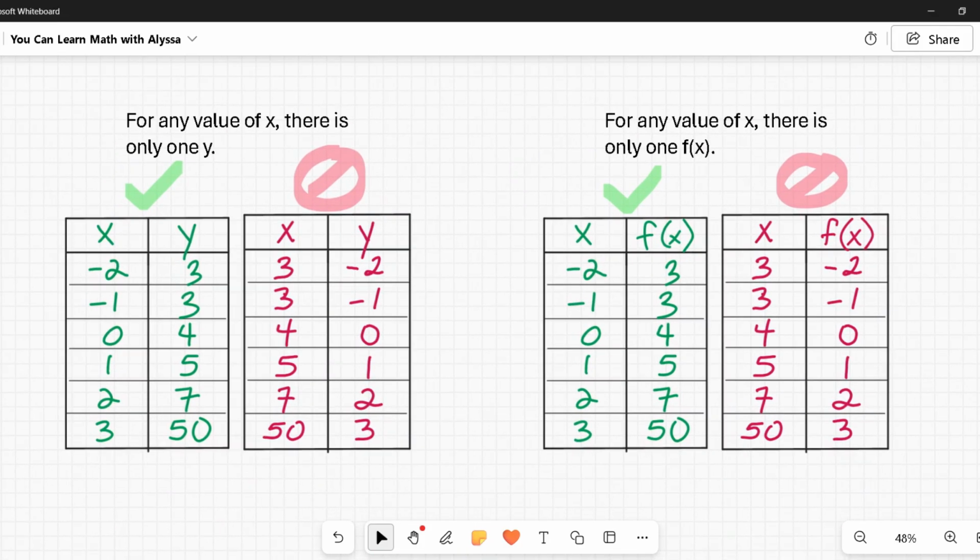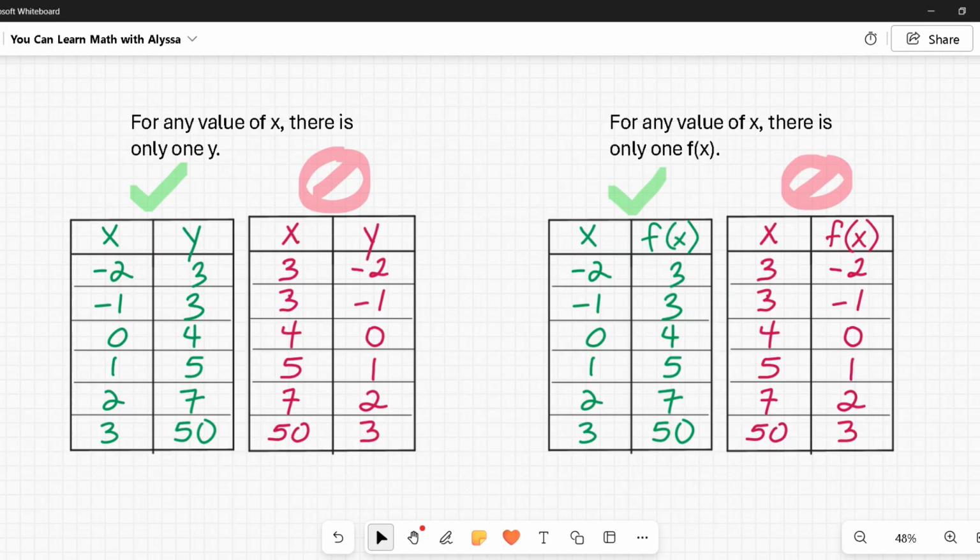If you're given graphs, and it could be x and y or x and f of x, you want to look for those x values and see if they repeat. If the x values do not repeat, then this is a function. It does not matter if the y's are repeated, only if the x's are repeated. Over here where it's reversed, I have x in here twice with two different y values. This is not a function.